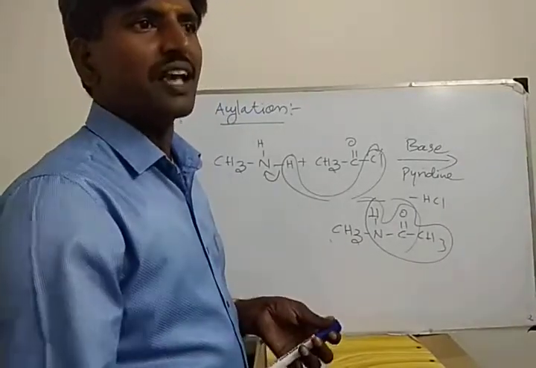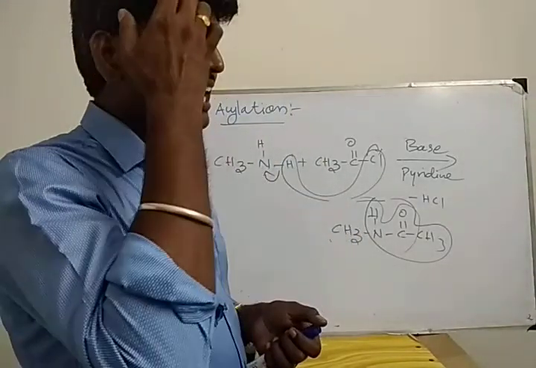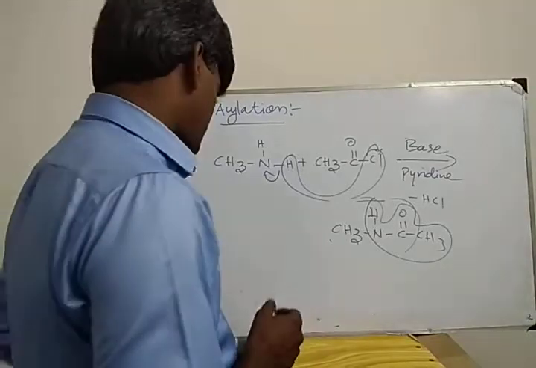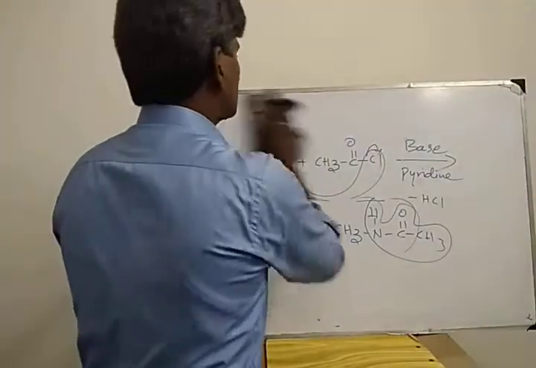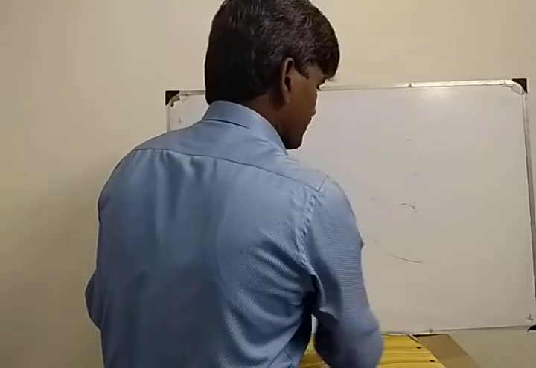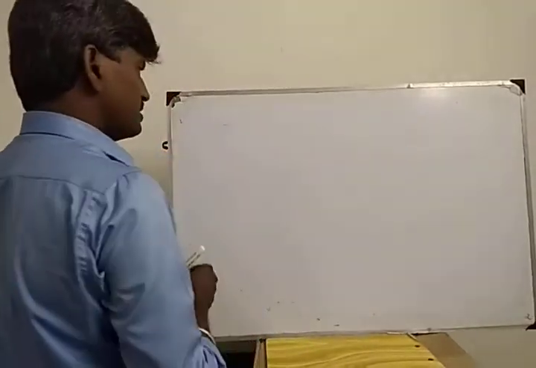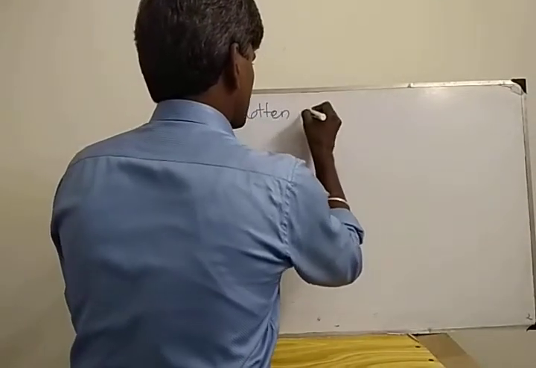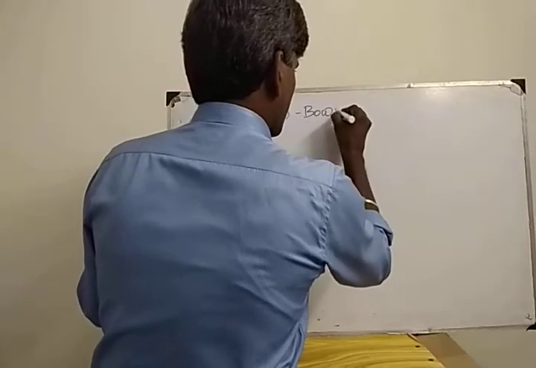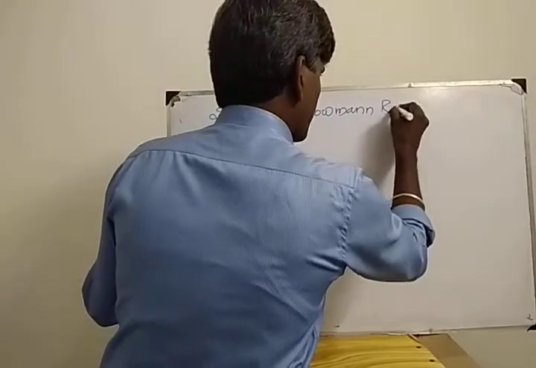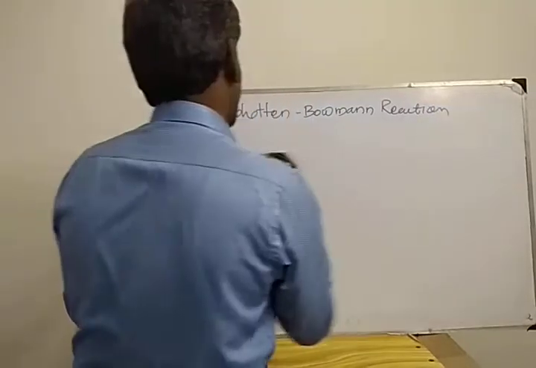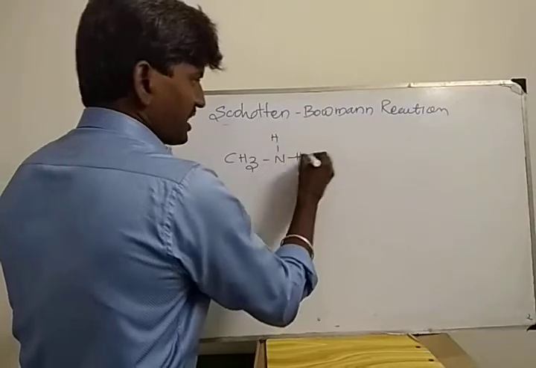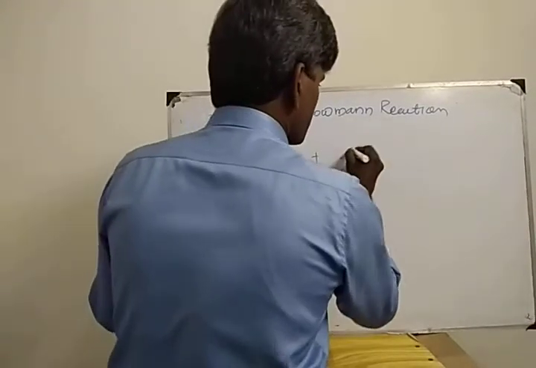By using benzoyl chloride, we can do benzoylation. It is an important naming reaction. Its name is Schotten-Baumann reaction. Okay, now I am going to do the benzoylation process in an aliphatic amine, methylamine. For benzoylation, we have to add benzoyl chloride.